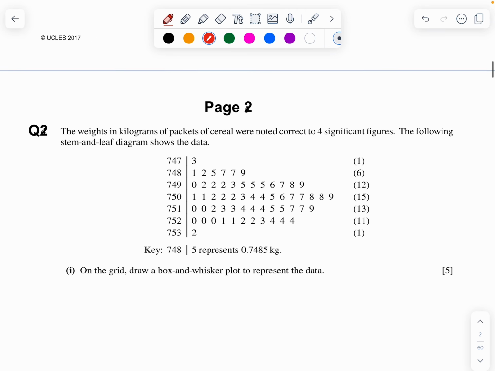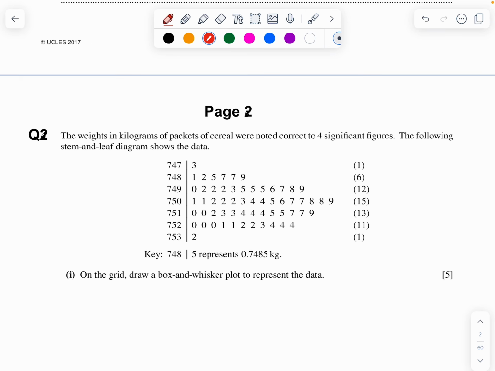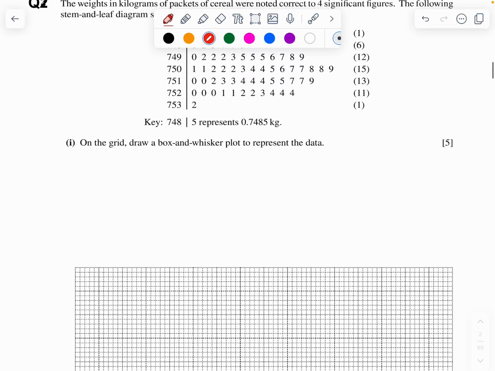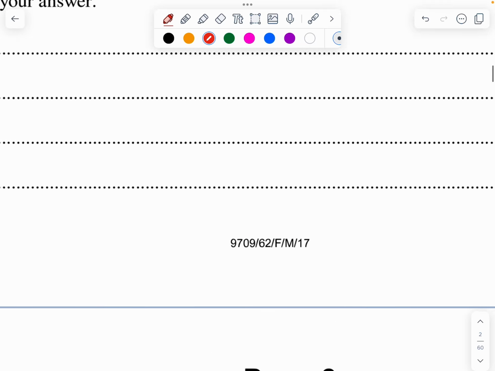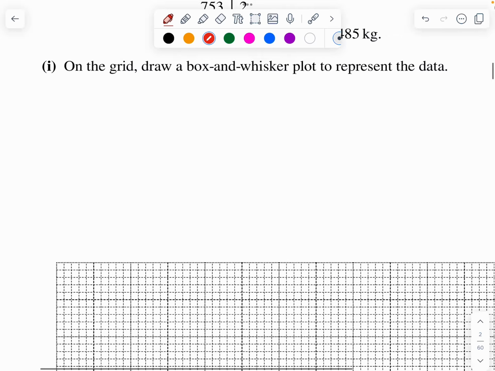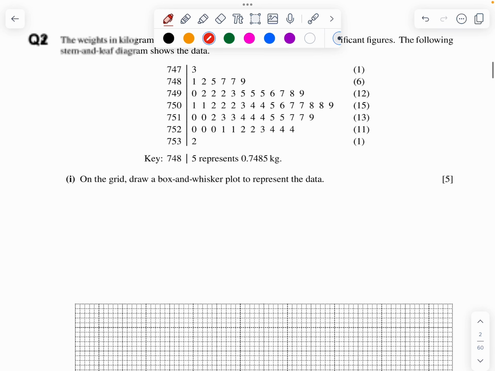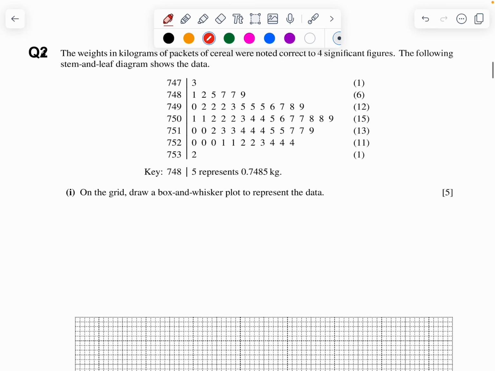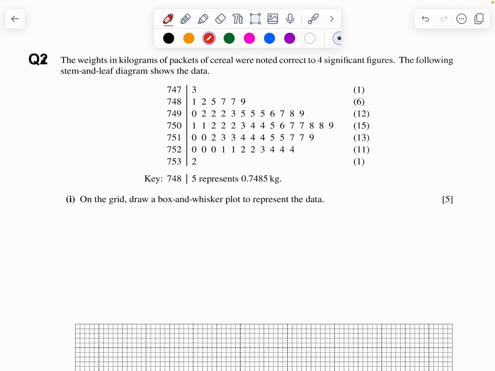Question number 2. Now in question number 2, we can see that it is from February-March 2017, paper 62. What is he asking? He has given a stem and leaf diagram on the grid above. Draw a box and whisker plot. So how many data items are there totally? We have to add them all.